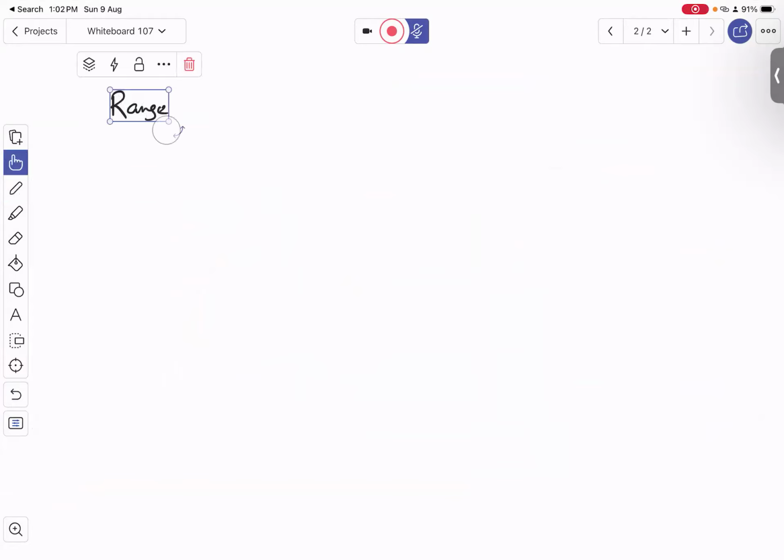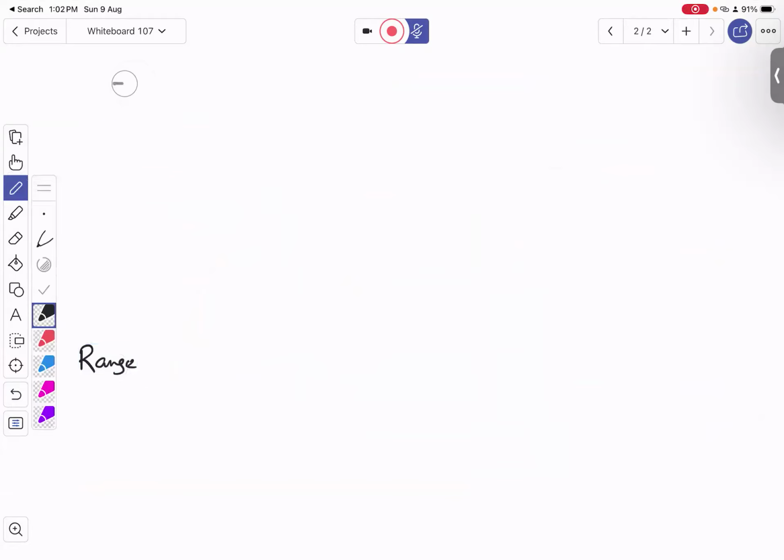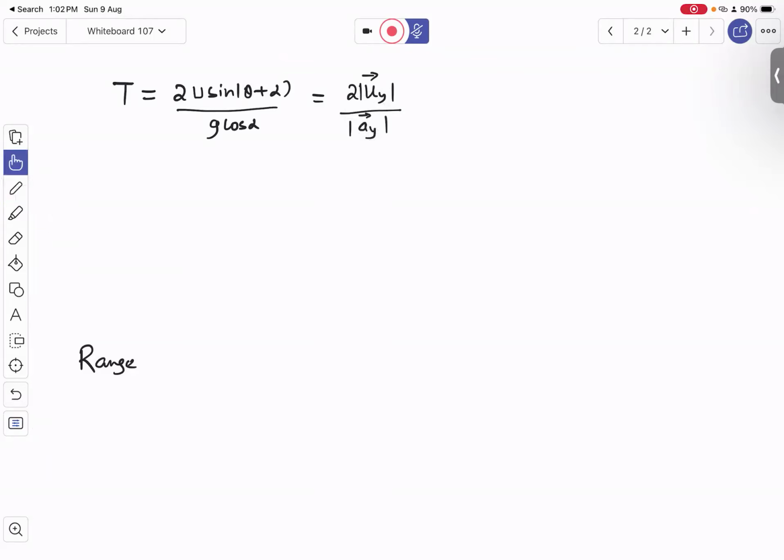So first, check out the time of flight, which is a similar looking formula: 2u sine theta plus alpha by g cos alpha. So u sine theta plus alpha is the initial speed along y direction, no? U stands for initial. And g cos alpha is the magnitude of the acceleration along y direction.